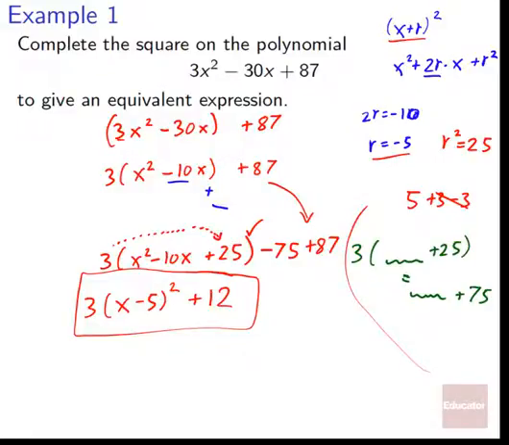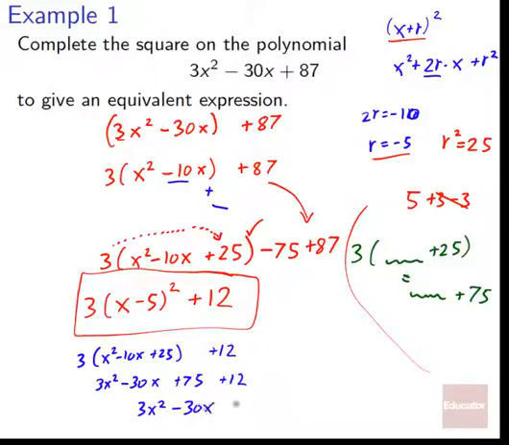Let's check to make sure that's correct. 3 times x minus 5 squared would become x squared minus 10x plus 25 plus 12. 3x squared minus 30x plus 75 plus 12. 3x squared minus 30x plus 87. Great. Checks out. That's the same thing as what we started with.